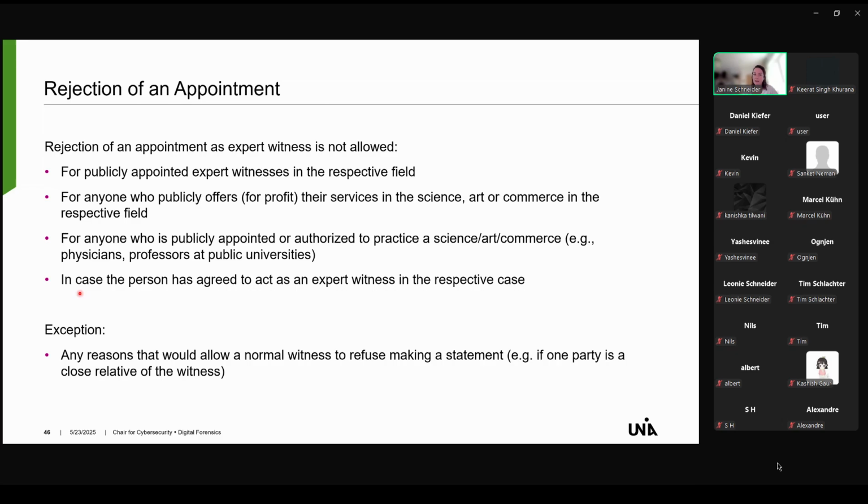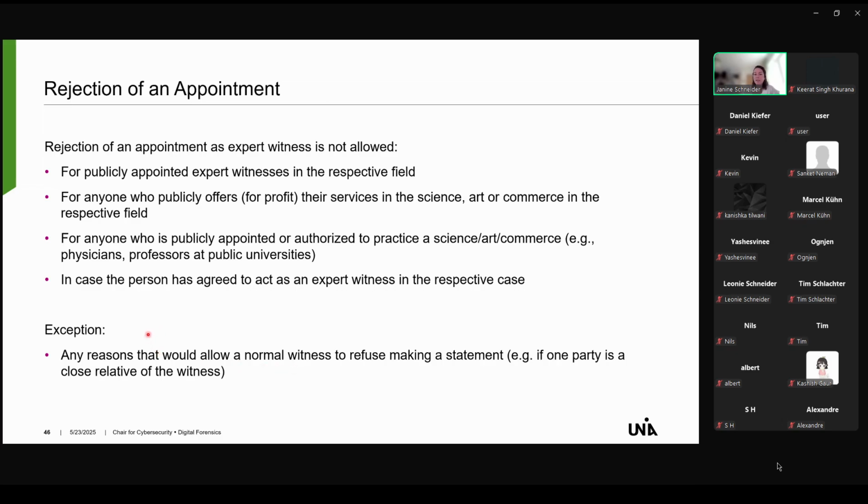Another person that cannot reject the appointment is a person that has agreed to act as an expert witness in the respective case. So if you once said, yes, I will do it, then you cannot come after 2 weeks and say, okay, I changed my mind, I don't do it. That's not possible. Okay, there are exceptions from that.